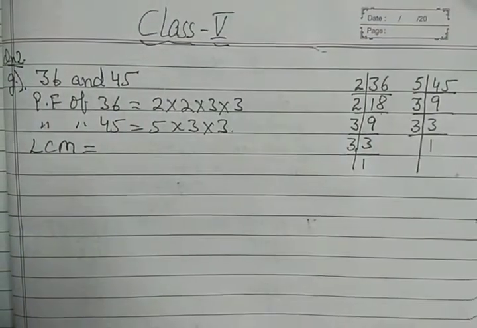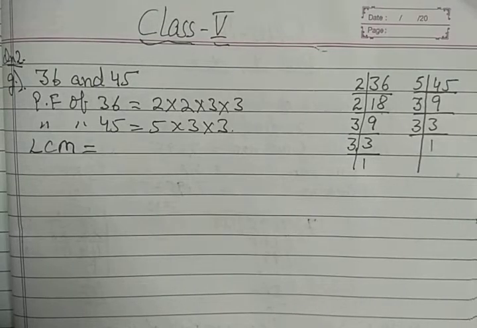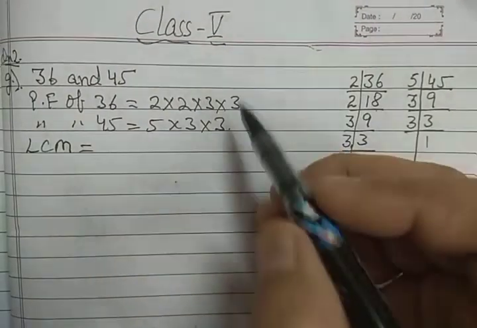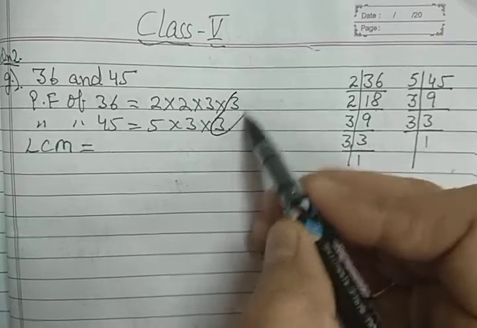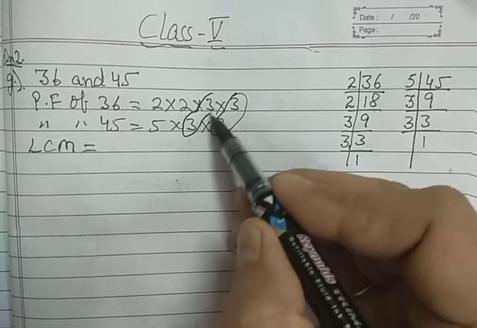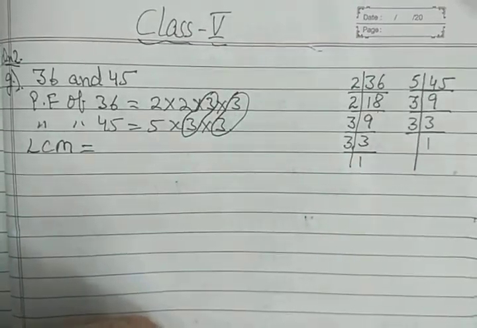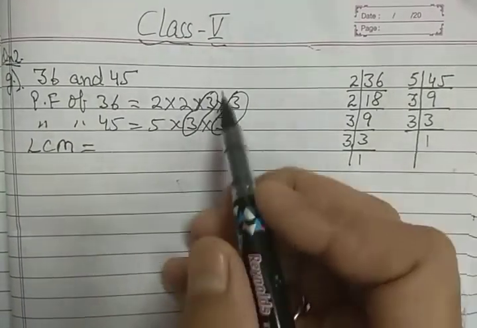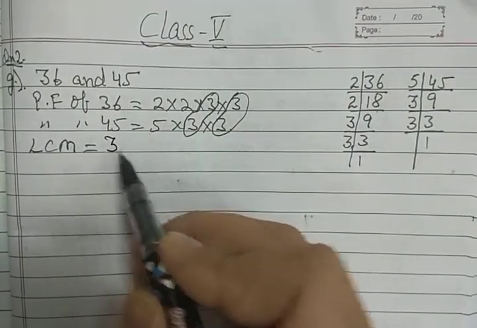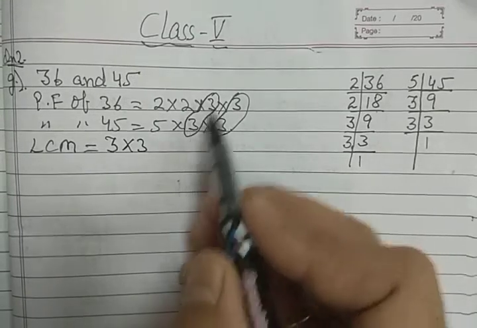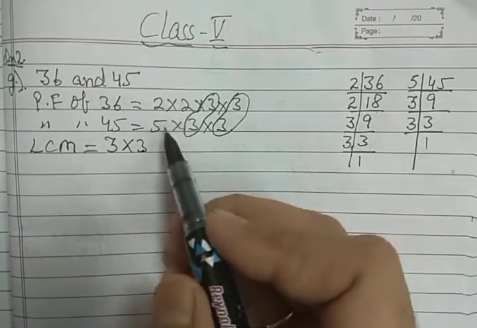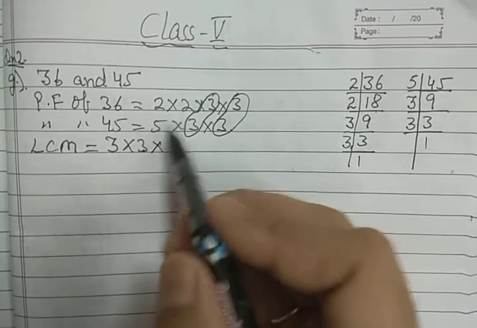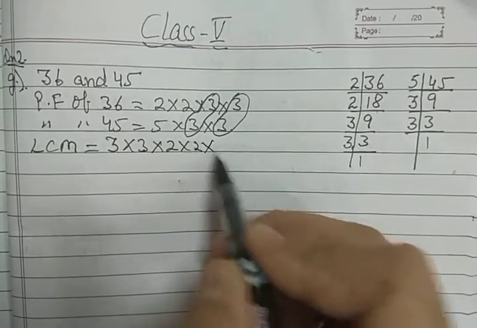Now what do we do to find the LCM? For that we have to see the common factors first. What is common here? That is 3, and one 3 here. Anything else which is common? No. So we will write the common factors once. So 3 and 3: I have written this 3 one time. Now we will write the remaining factors, that is 2, 2 and 5. 2 into 2 into 5.